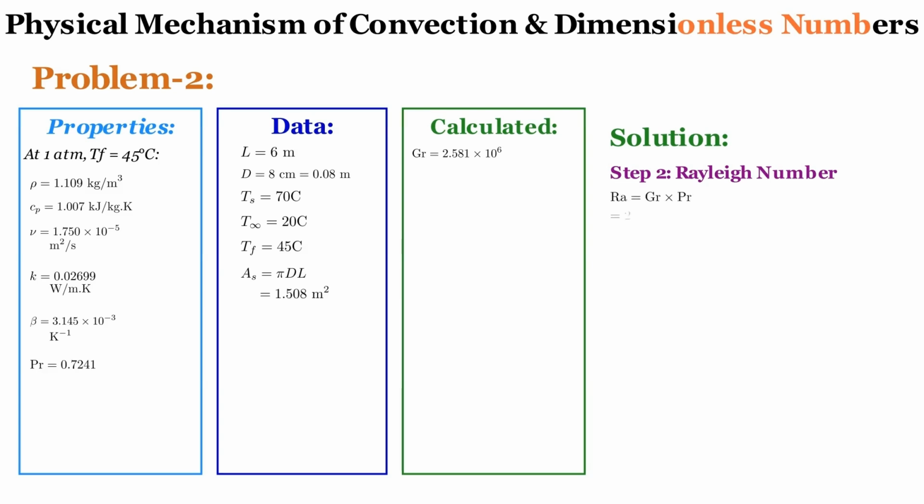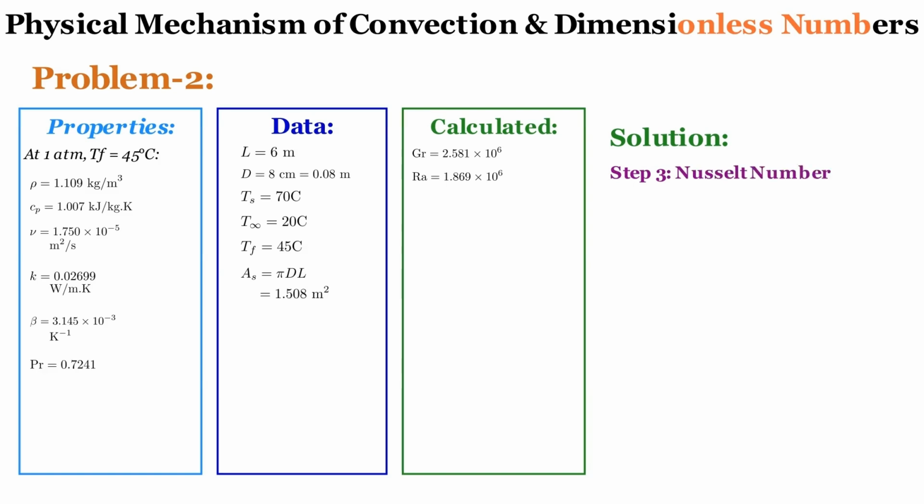Step 2. Now we calculate the Rayleigh number. Rayleigh number is simply Grashof number times Prandtl number. Easy, right? So, 2,581,135.2 times 0.7241 equals 1,869,000, or 1.869 times 10 to the power 6. Write this down.